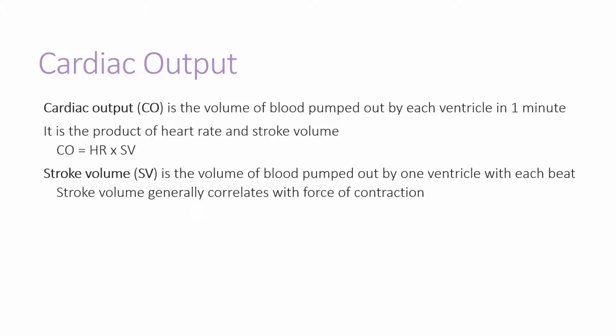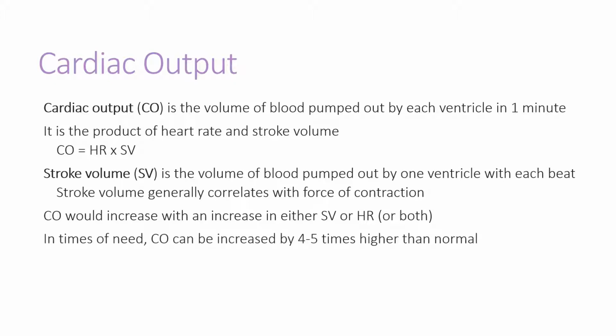Stroke volume generally correlates with the force of contraction. Cardiac output would increase with an increase in either stroke volume or heart rate, or both. In times of need, cardiac output can be increased by about 4 to 5 times higher than normal, or in trained athletes, 6 to 7 times higher than normal.